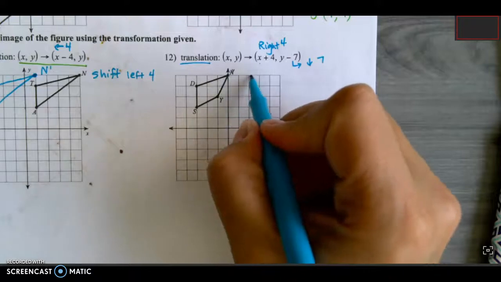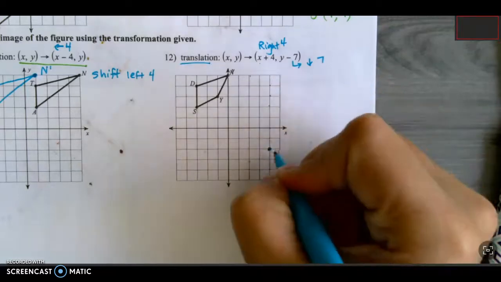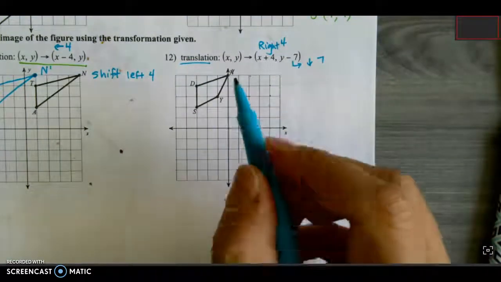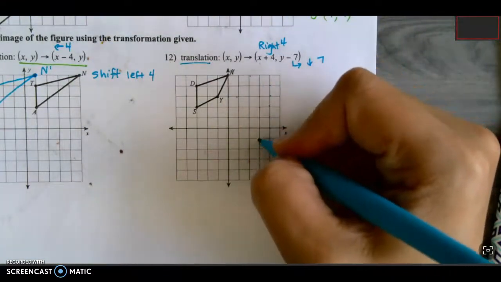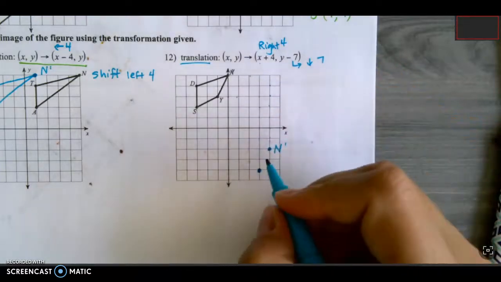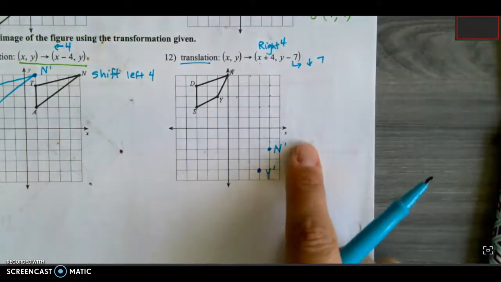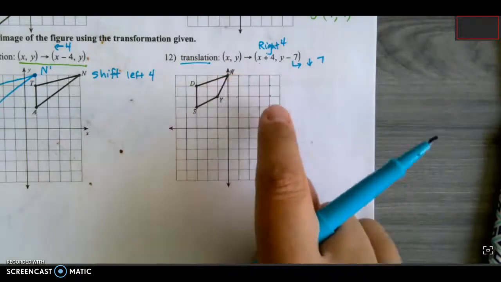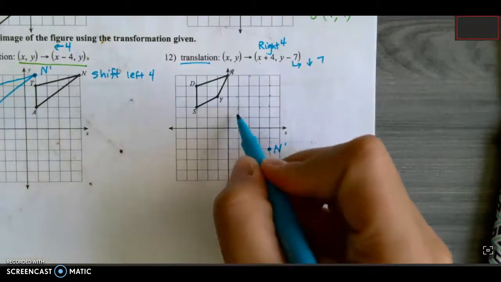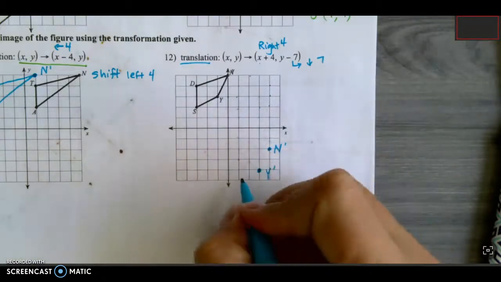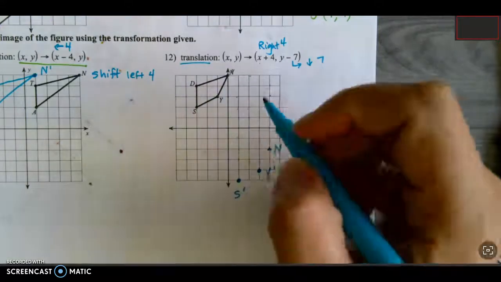So N moves 1, 2, 3, 4, right 4, 1, 2, 3, 4, 5, 6, 7, down 7. And that's N prime. Y moves right 4, 1, 2, 3, 4, down 7, 1, 2, 3, 4, 5, 6, 7. And that's Y prime. Make sure as you're labeling, you're putting the tick mark here because it shows us that's our new figure. It maps N to N prime. S moves right 4, 1, 2, 3, 4, down 7, 2, 3, 4, 5, 6, 7. And then D moves right 4, 1, 2, 3, 4, down 7.